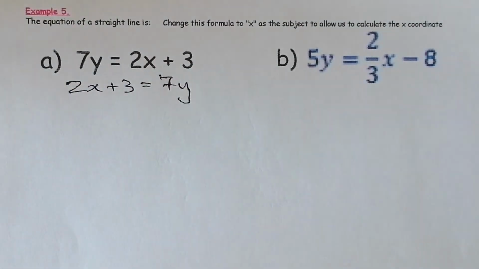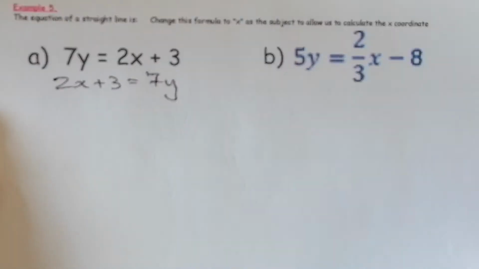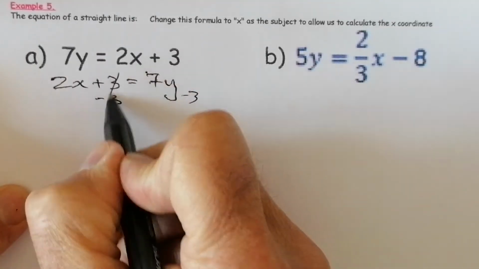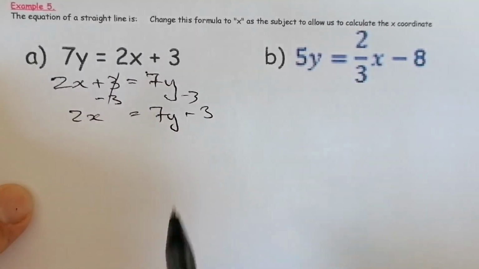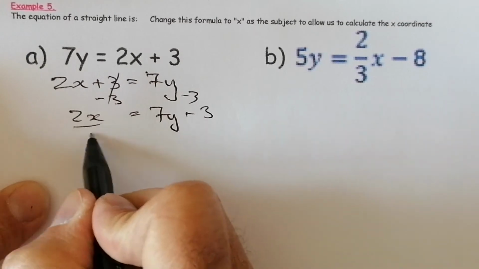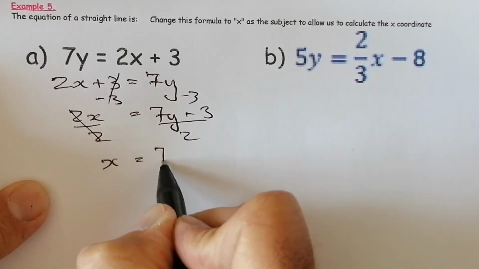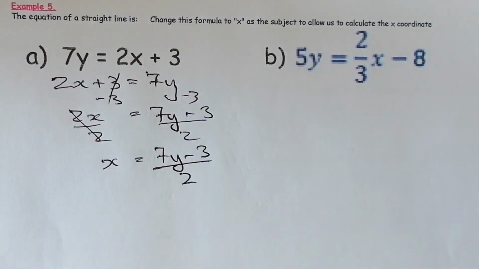What we'll do from there is subtract the 3. We'll subtract 3 from both sides, and that eliminates it and leaves me with 7y minus 3. Finally, I'll divide each side by 2 to get rid of that, and that leaves me with x is equal to 7y minus 3, and that's all over 2. That's that one done, okay?